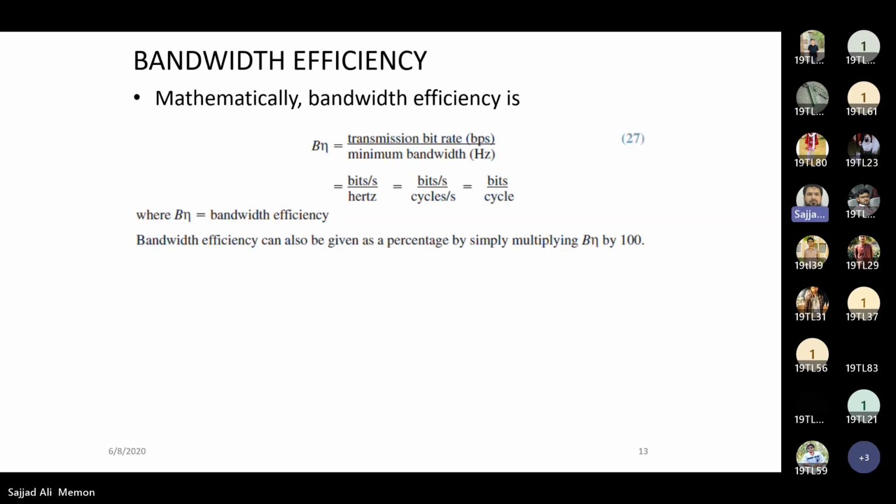Mathematically, it is given as transmission bit rate in bits per second over minimum bandwidth in hertz, that is bits per second over cycles per second. So the second will be cancelled. That is bits per cycle. How many bits we can transmit in one cycle? That is your bandwidth efficiency. Or how many bits we can transmit in 1 hertz. That is again the same.